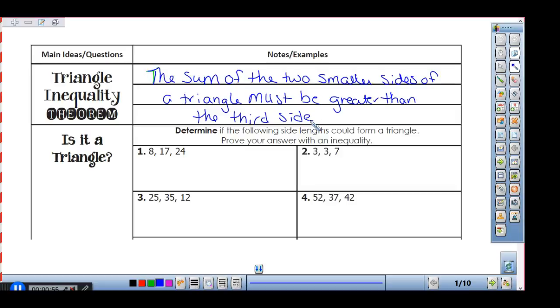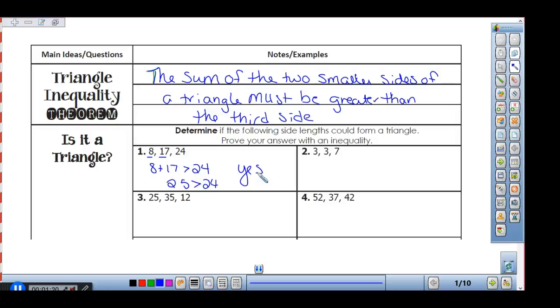side. So my two smaller sides here are what? Well, 8 and 17. So if I add 8 and 17, I get 25. Is 25 greater than 24? It is. So we would write yes. This can be a triangle.